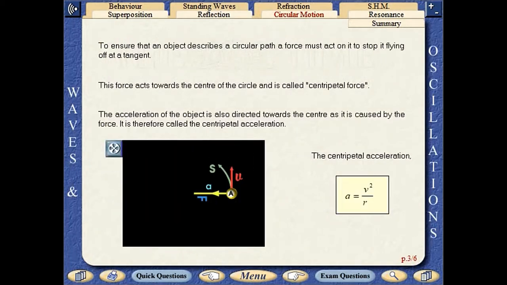To ensure that an object describes a circular path, a force must act on it to stop it flying off at a tangent. This force acts towards the center of the circle and is called centripetal force. The acceleration of the object is also directed towards the center as it is caused by the force. This is therefore called the centripetal acceleration.